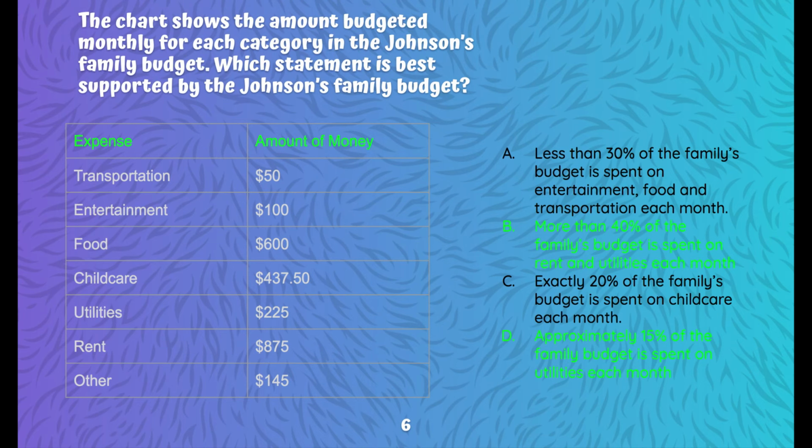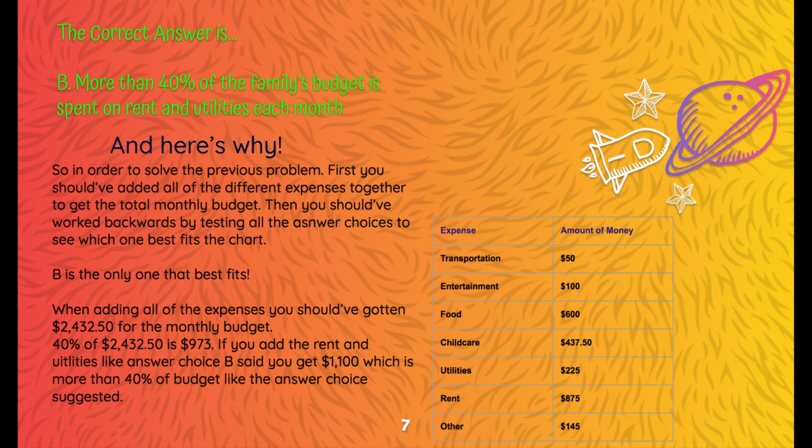So for our answer choices, we have A, less than 30% of the family's budget is spent on entertainment, food, and transportation each month. B, more than 40% of the family's budget is spent on rent and utilities each month. C, exactly 20% of the family's budget is spent on childcare each month. Or D, approximately 15% of the family budget is spent on utilities each month. If you got B, you are correct.